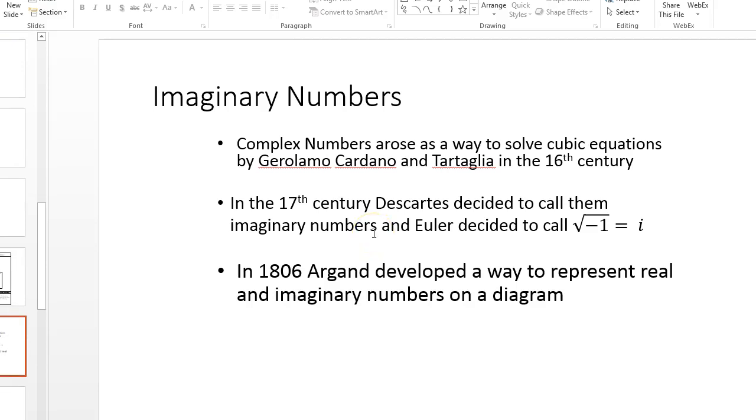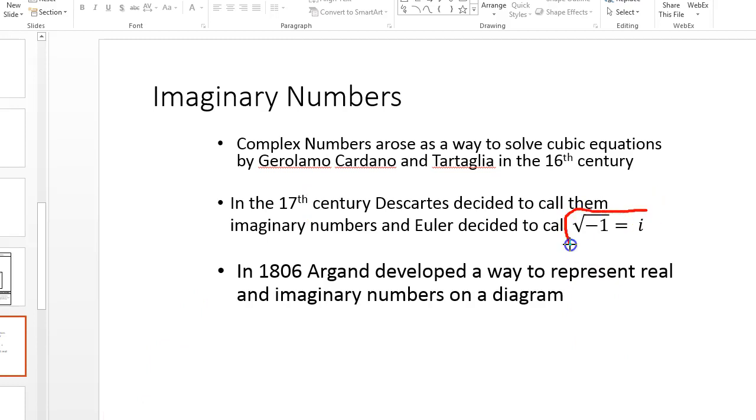I really like that video, and especially when they kind of pull up the quadratic. But complex numbers arose as a way to solve cubic equations by some important people, Cardano and Tartaglia, I think is how you say his name, in the 16th century. And in the 17th century, Descartes decided to call them imaginary numbers, and Euler decided to call the square root of -1 i. And that's what you need to know. i is the square root of -1.